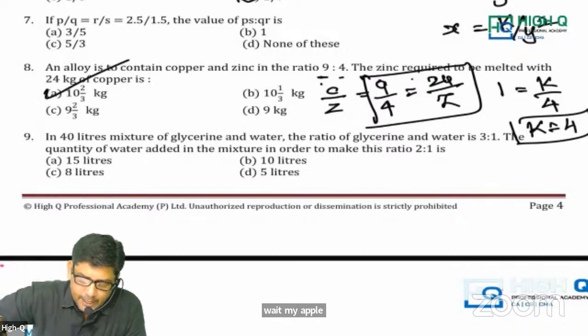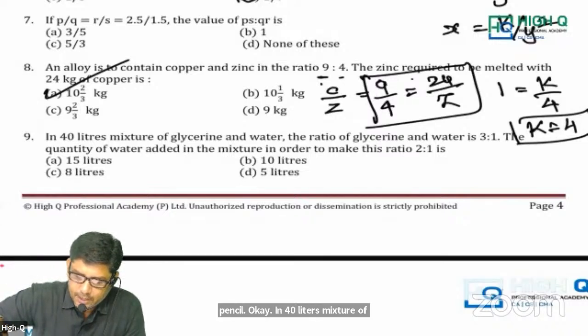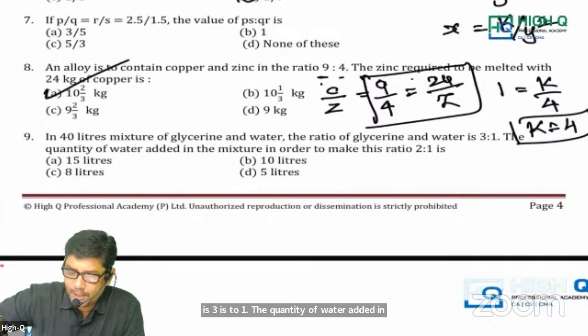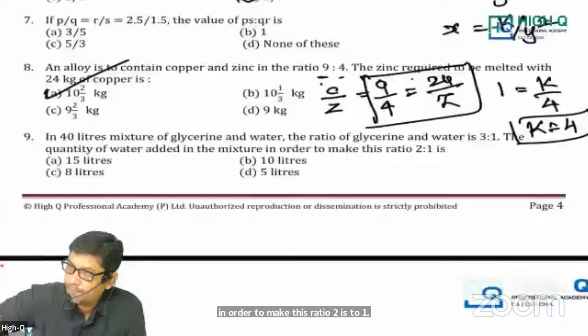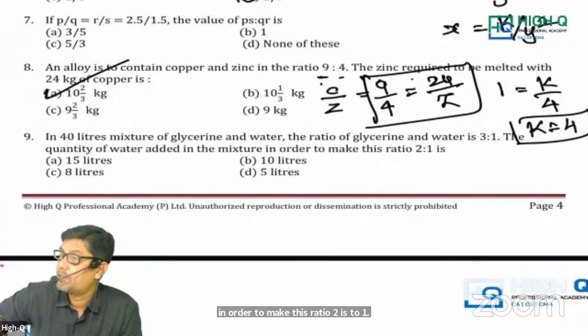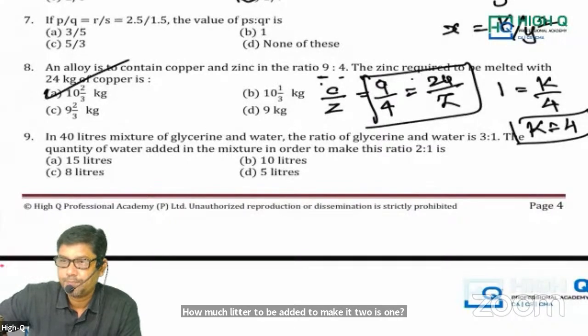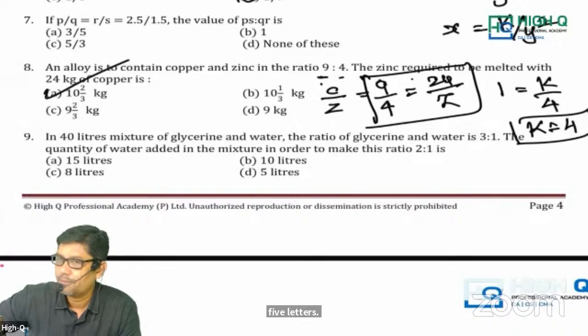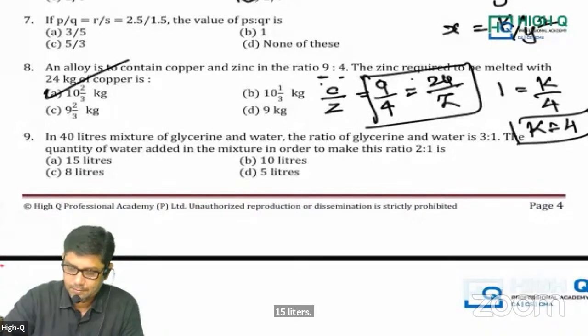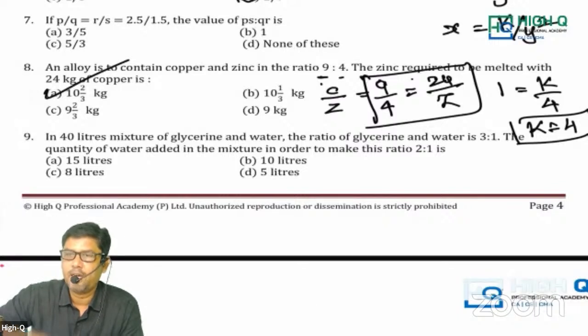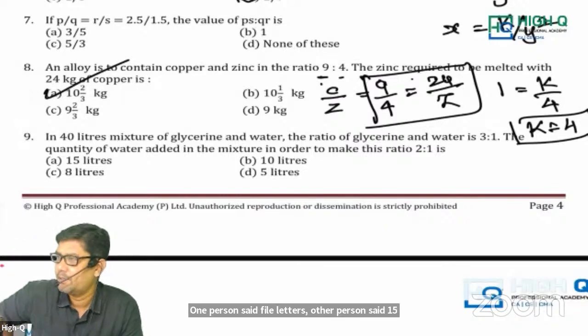Okay. In a 40 liters mixture of glycerin and water, the ratio of glycerin and water is 3:1. What is the quantity of water to be added to the mixture in order to make this ratio 2:1? My dear, you tell me what could be the answer? How many liters to be added to make it 2:1? 5 liters. 15 liters. One person said 5 liters, another said 15. How did you get 15 liters? I don't know, I'm getting 5 liters.